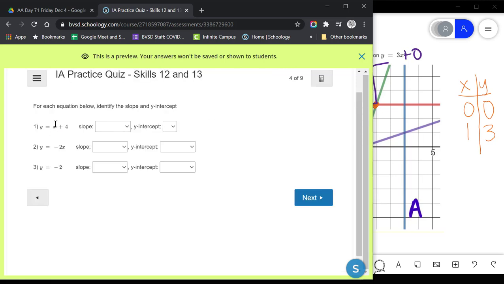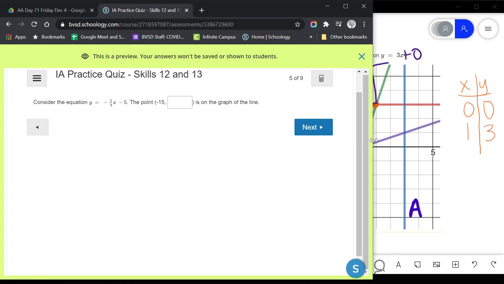Okay, so there's an invisible one here. So my slope is 1 and my y-intercept is 4. So here we've got negative 2 is the coefficient of the x, so my slope is negative 2. Make sure you don't pick the negative 2x. The x is not part of the slope. And my y-intercept, this is the same as plus 0, so my y-intercept is 0. Y equals negative 2, this is the same as 0x. So the coefficient of x is 0, and my y-intercept is negative 2.